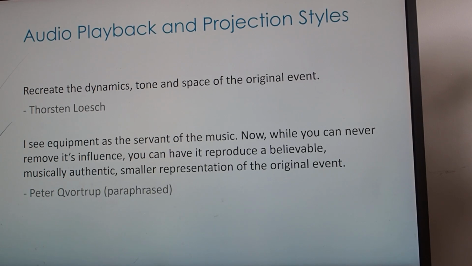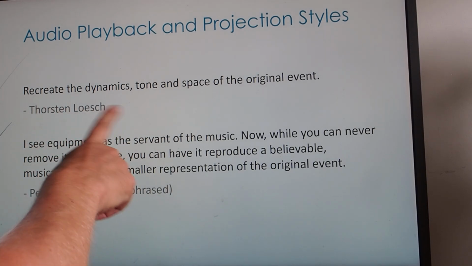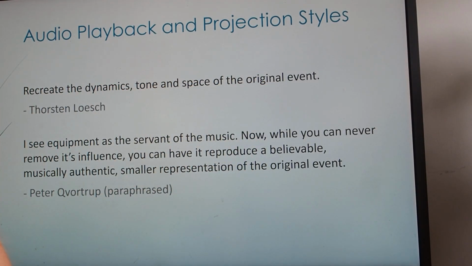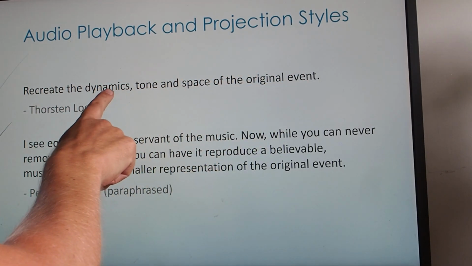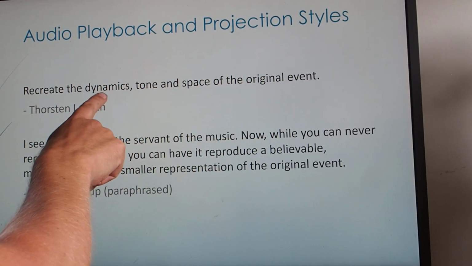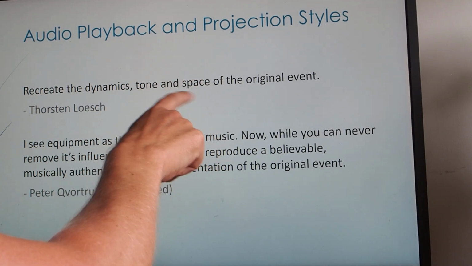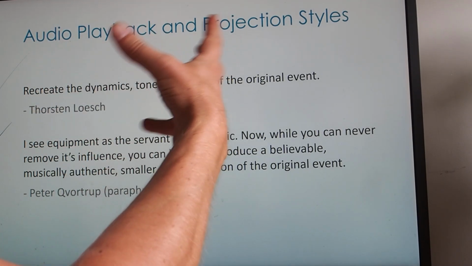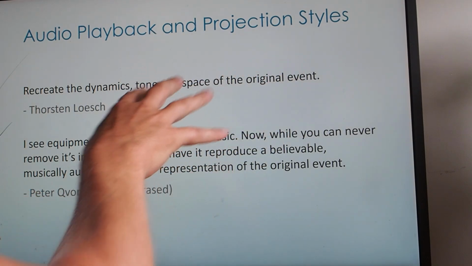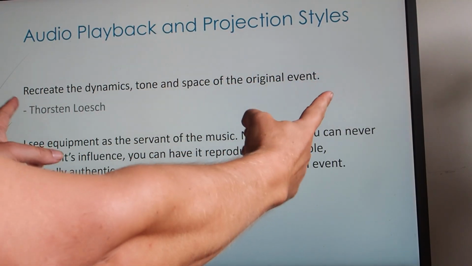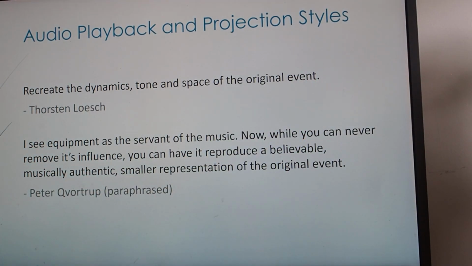So let's look at the designers. Here, Torsten Louis: recreate the dynamics, tone and space of the original event. So if you keep this in this priority order, you can see he wants the dynamics, so it's probably high efficiency, tone, which is tonal accuracy, and the space, so then he wants imaging and ambience of the original event. So the whole world is encapsulated in these couple of words.